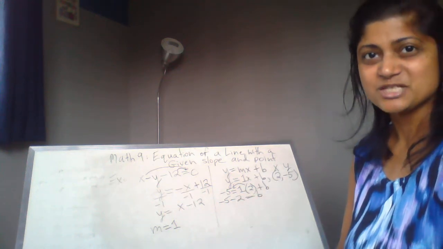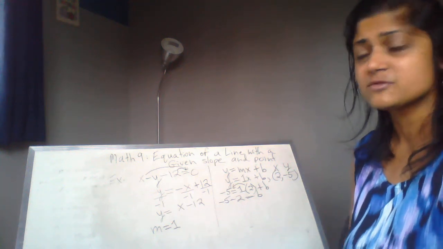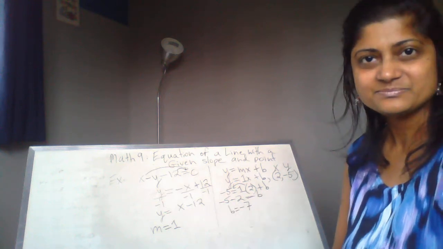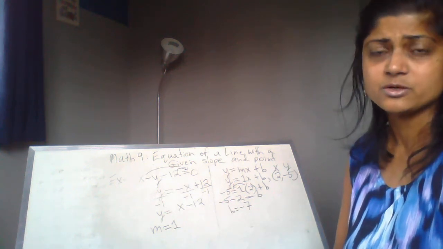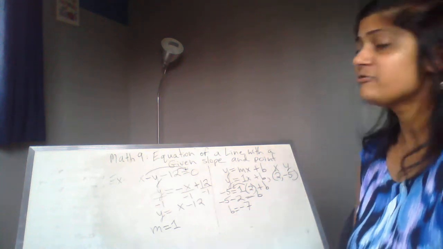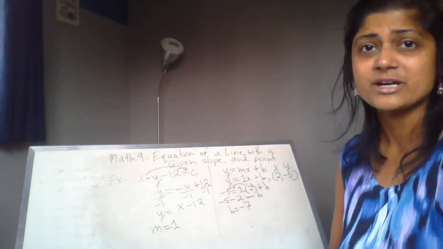Does everyone see that? A little bit of integers here, negative 5, negative 2, so b is equal to negative 7. I notice that the signs are the same here, so I'm just adding the numbers. I'm doing 5 plus 2, which is 7. The 5 is the greater number here, and the sign for the 5 is negative. So your answer is going to be negative 7.